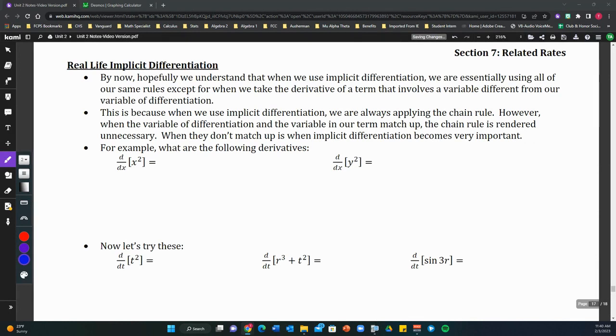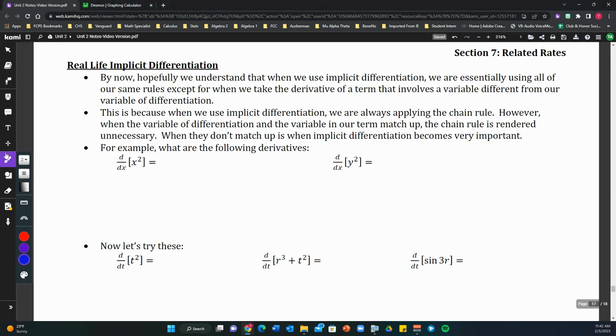So this is actually the last section out of Unit 2, and today's topic is all about related rates. Basically, related rates is just a real-life application of our implicit differentiation process, and we pair that with the rate of change stuff that we were talking about in the last section as far as interpreting real-life quantities and how they change.